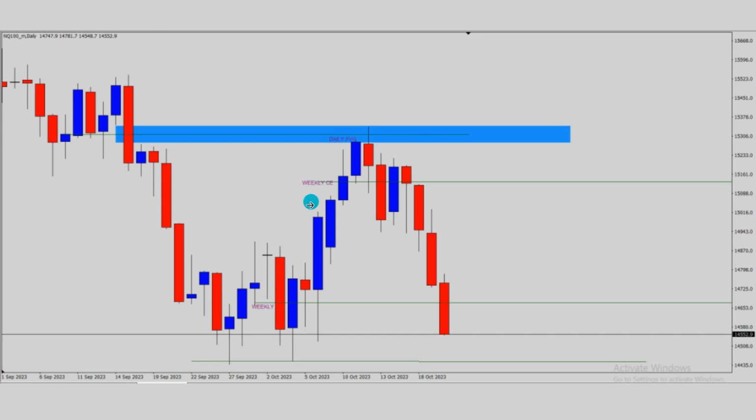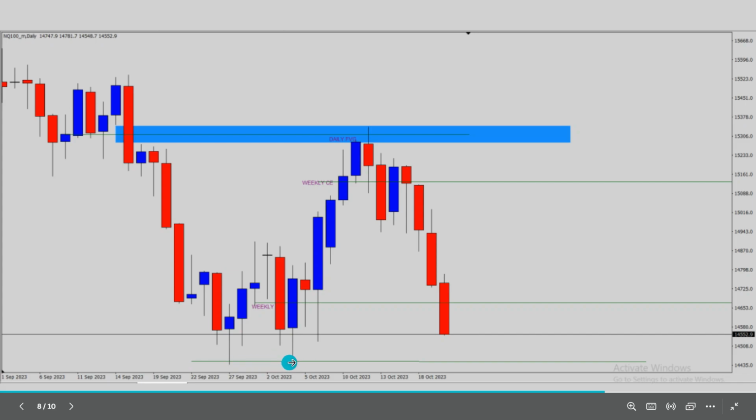This right here is the daily chart. You can see we have the daily fair value gap. This is that particular fair value gap that was showing clearly from the weekly time frame. That is it right there. So you can see we outlined that right there. This is that weekly consequent encroachment on the buy side, and this is the weekly consequent encroachment on the sell side, and this is that equal lows on the sell side.